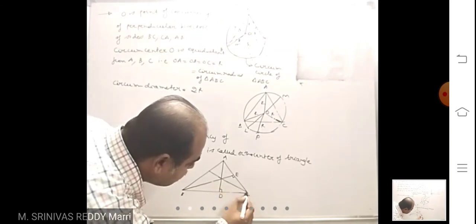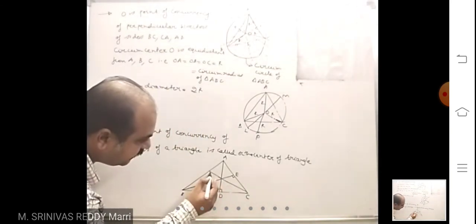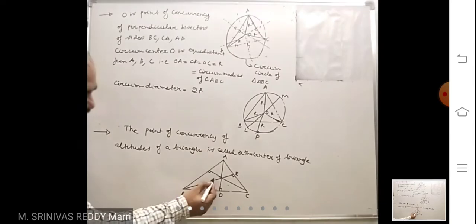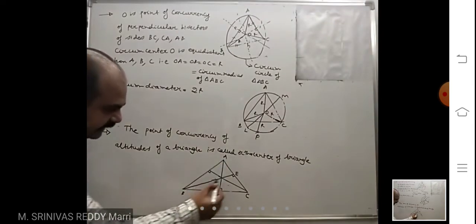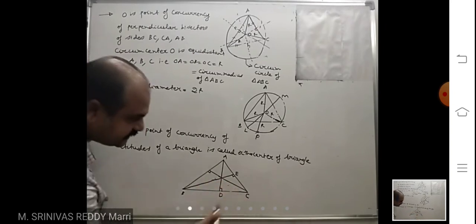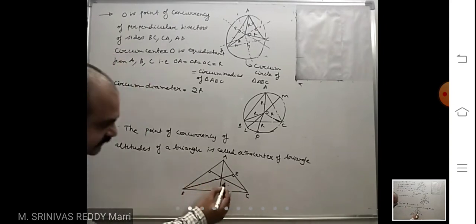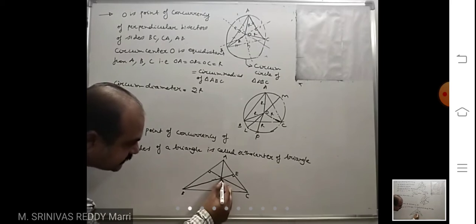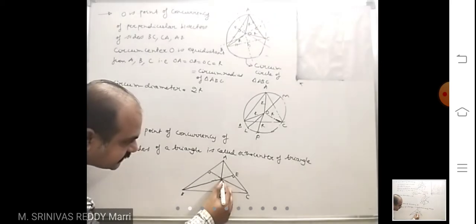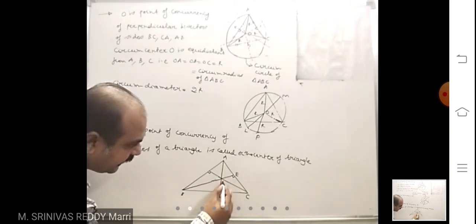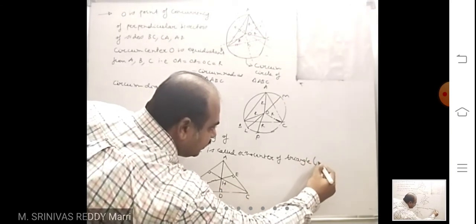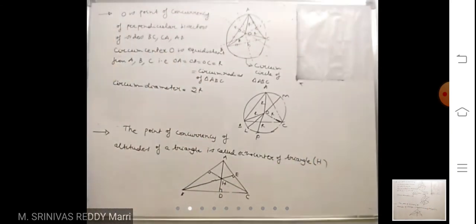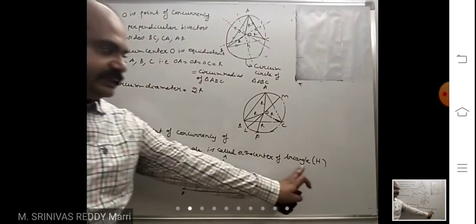These lines will meet at a point geometrically. Right? This is the altitude passing through A, this is the altitude passing through B, and this is the altitude passing through C. They will meet at a point. This is called the point of intersection or point of concurrency of the altitudes of a triangle. That is denoted by H. The orthocenter is generally denoted by H.